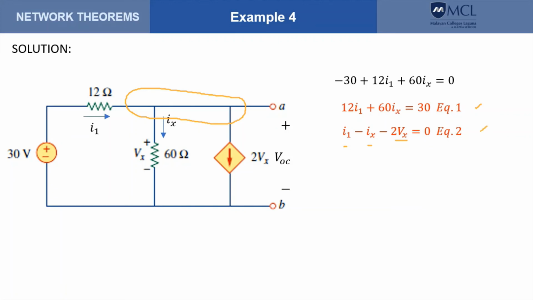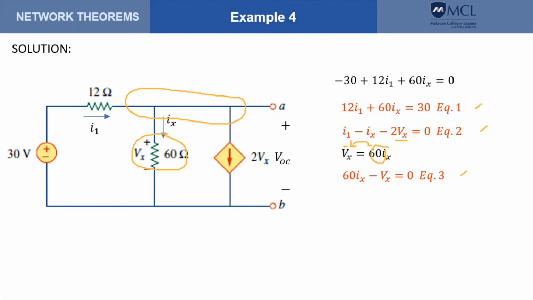Now, we now have three variables, and we need one more equation in order to solve the three variables, I sub 1, I sub x, and V sub x. And that should come from this resistance here, because we can relate V sub x and I sub x using Ohm's law. So the Ohm's law there is simply V sub x is equal to 60 I sub x. And rearranging, we get this equation. So we simply transfer this one on the other side. So that becomes this equation.